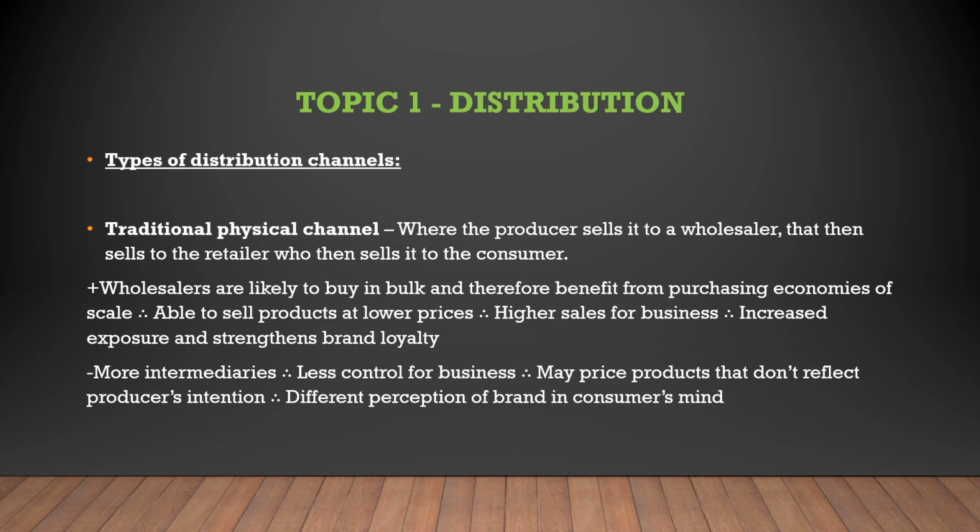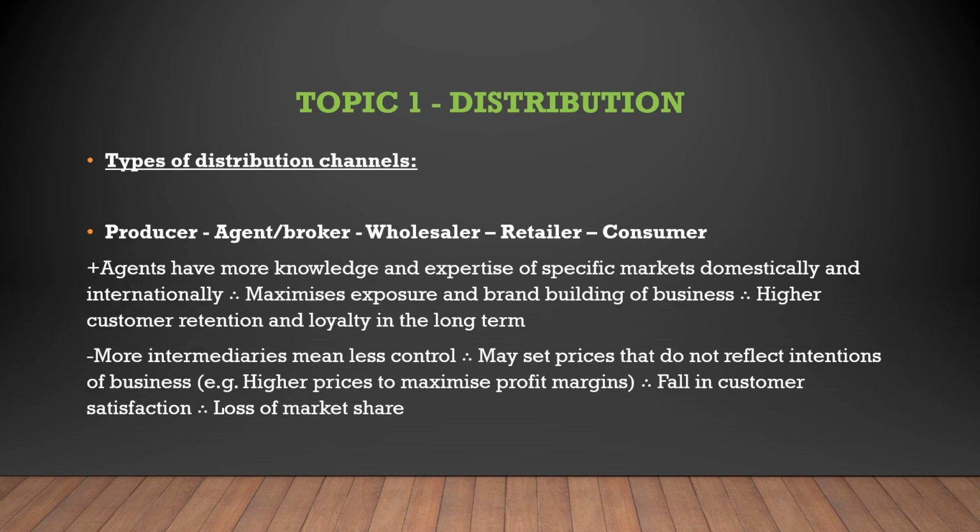Issues, more intermediaries and therefore less control for the business, and therefore they may price products in a way that doesn't reflect the producer's intention. And that might lead to a perception issue, so a different perception of the brand in the consumer's mind. The next is producer to agent to broker to wholesaler to retailer to consumer.